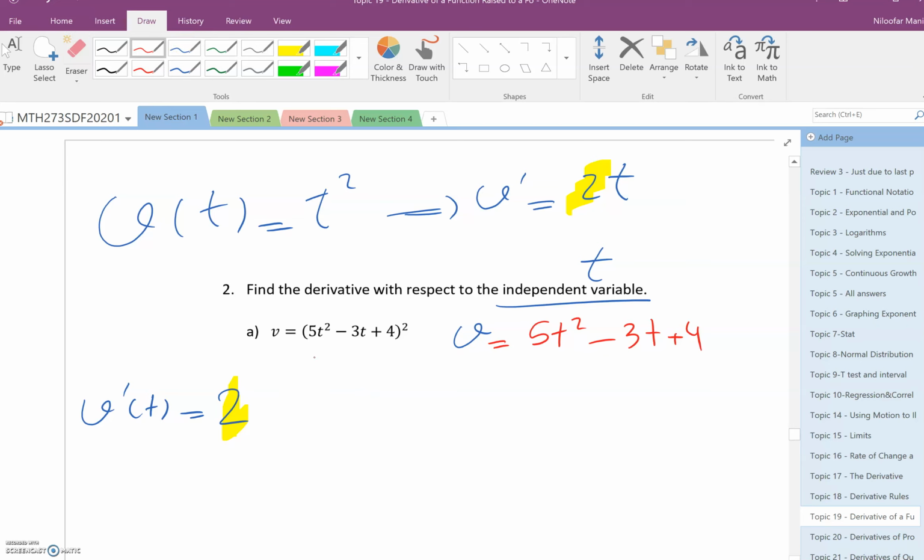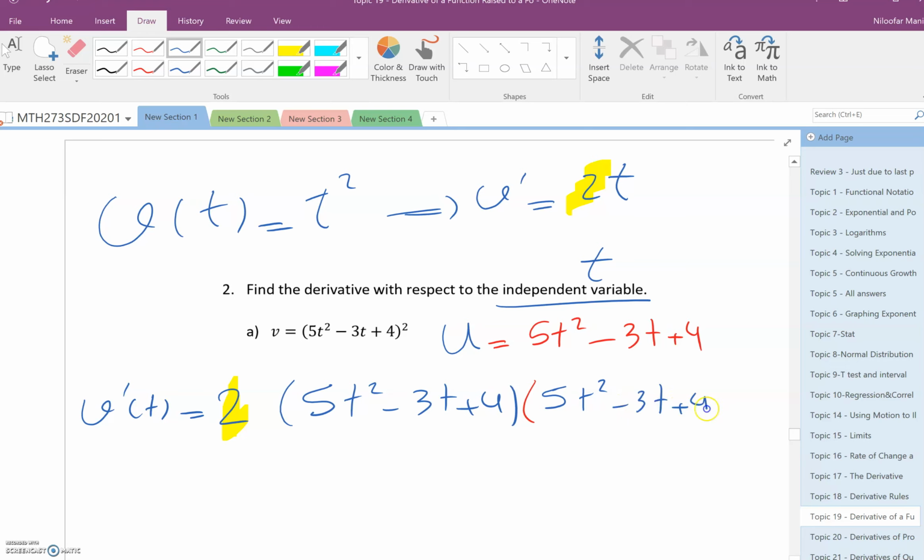Okay, so I change the color. Yeah, it's 5t squared minus 3t plus 4 to the power 1 times derivative of inside, derivative of u. Here this is u. I'm sorry, here I am a little bit mixing it. Okay, so u. So this is 5t squared minus 3t plus 4. Sorry, prime, derivative of u. Okay, so here I need to do derivative of u. So for this one I continue in the next video.